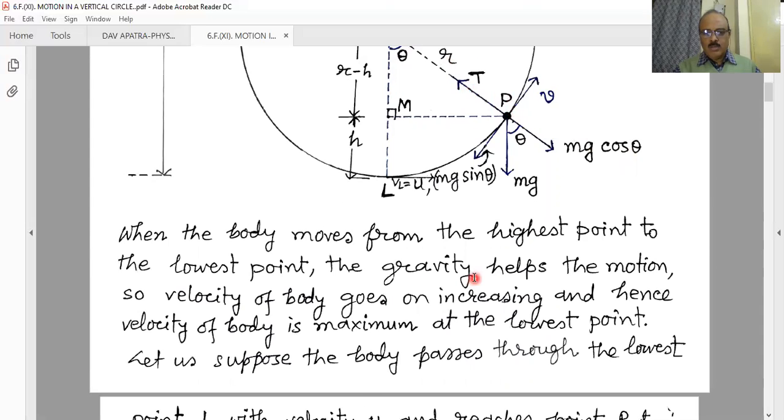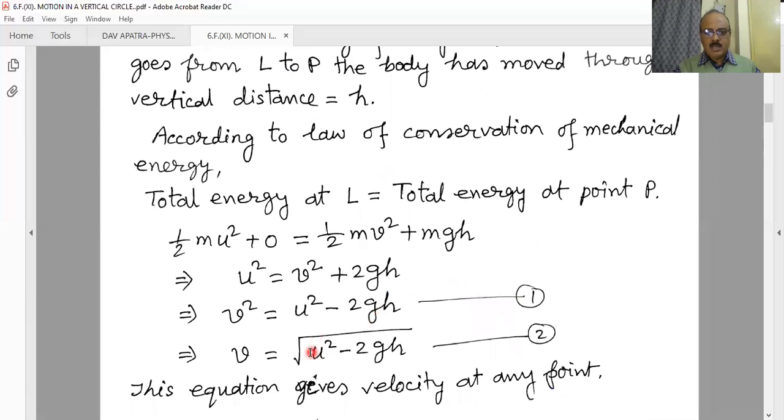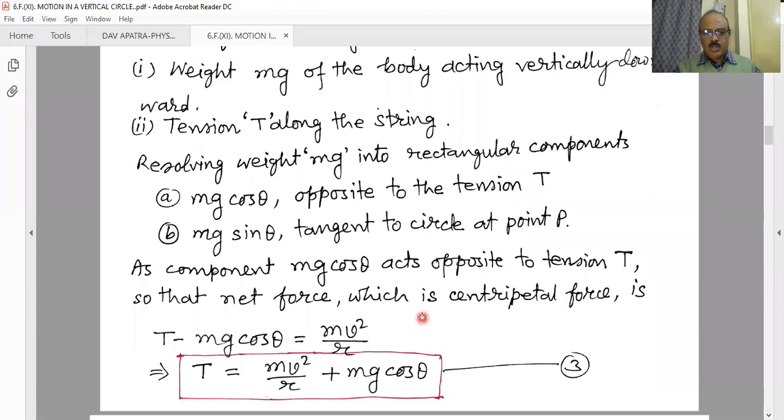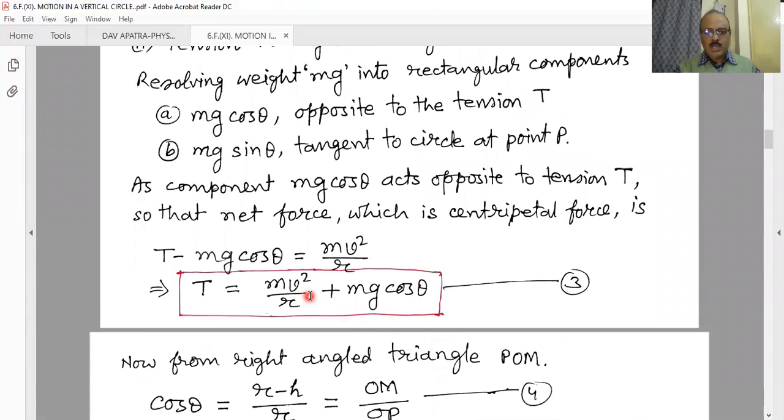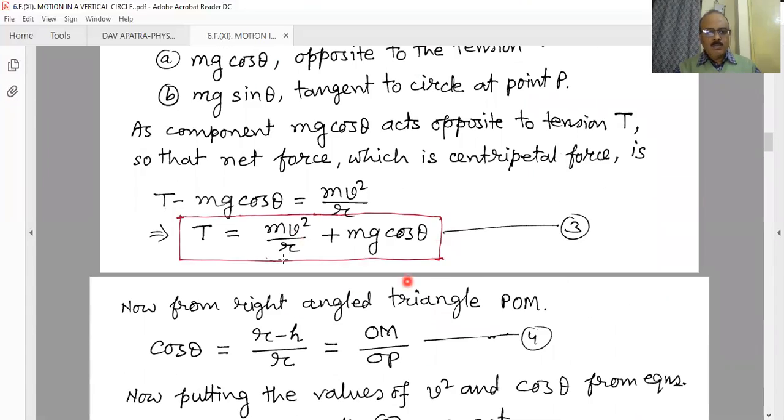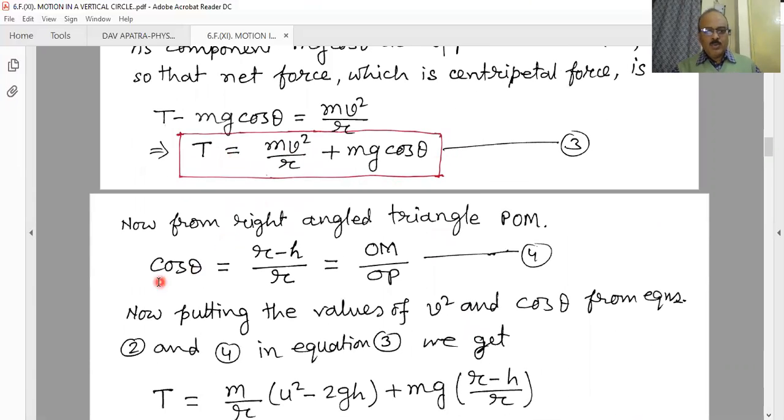And we already know the velocity v in terms of h, that is v square is equal to u square minus 2gh. By putting this value of v square and cos theta, we can find another expression for the tension at a different point where the vertical height will be h from the lowest point. Now, we have stated above that cos theta is (r minus h) by r, that is OM by OP in the right angle triangle OPM.